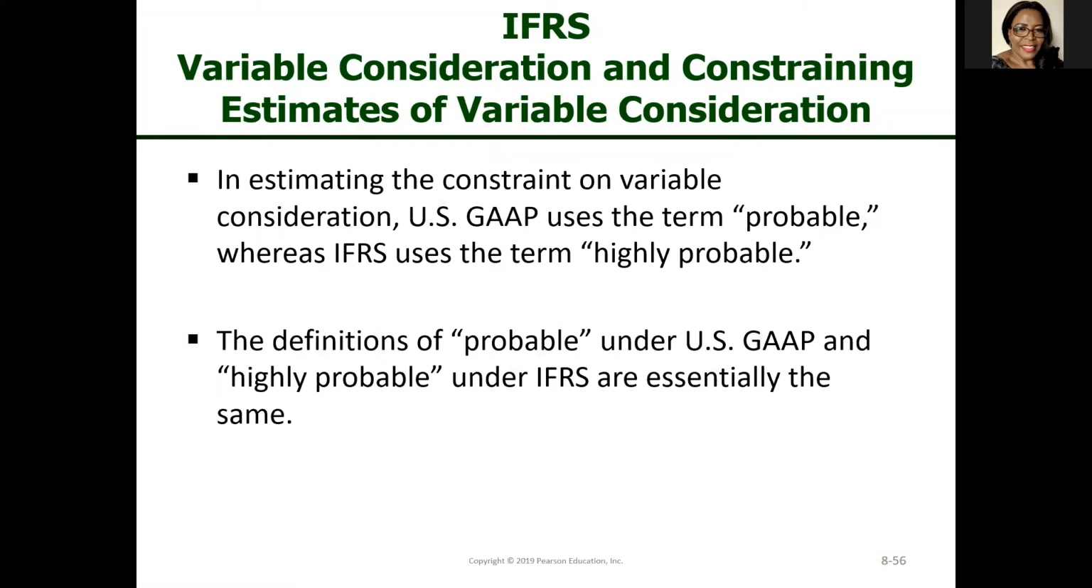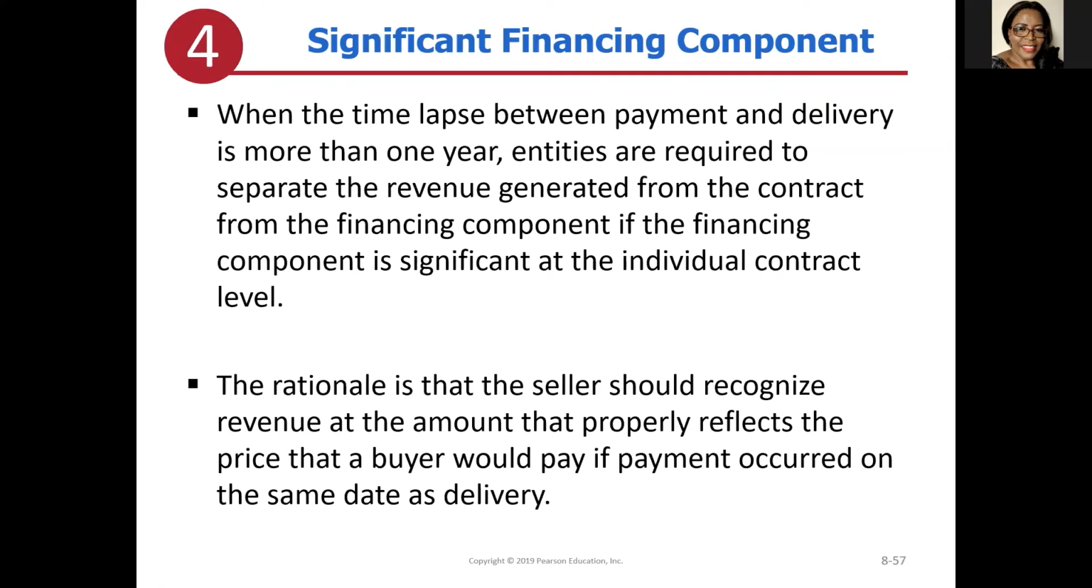In estimating the constraint on variable considerations, U.S. GAAP uses the term probable, whereas IFRS uses the term highly probable. The definitions of probable under GAAP and highly probable under IFRS are essentially the same. In contracts, when delivery of the goods or services occurs in advance of the payment, the seller is providing financing to the buyer. Alternatively, in contracts, when delivery occurs well after payment, the buyer is providing financing to the seller.